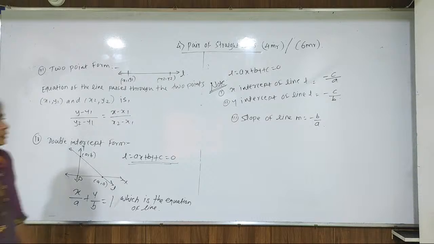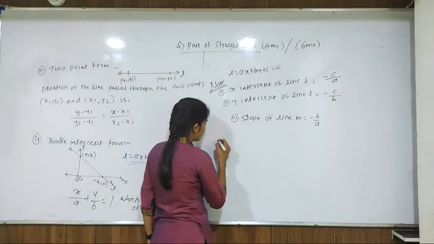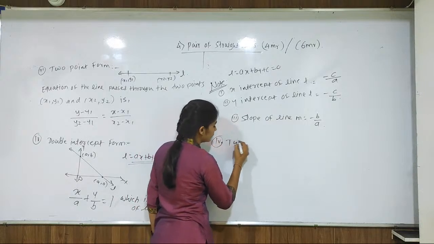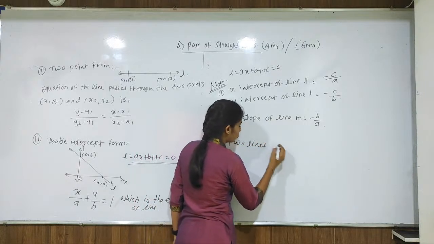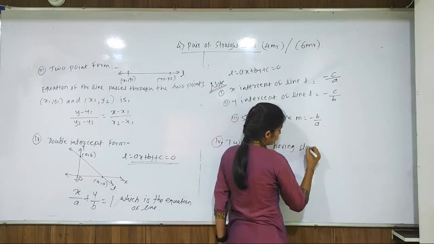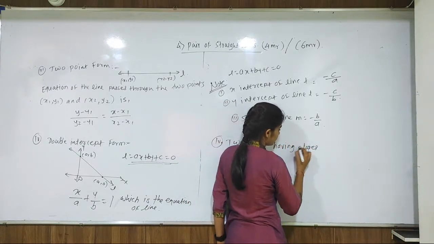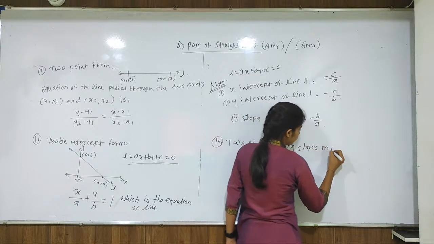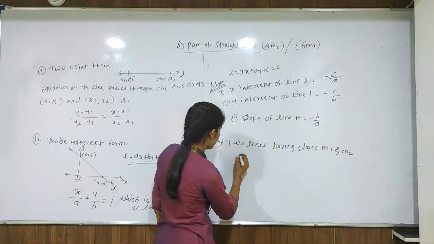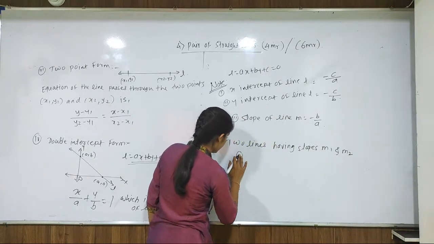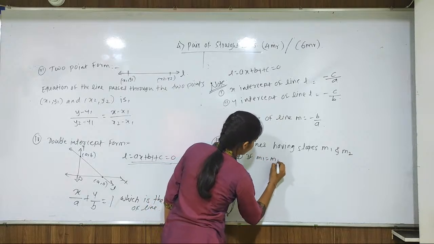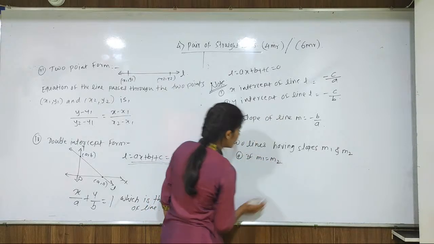Okay, next. Fourth note. If we have two lines having slopes m1 and m2, the first condition is: if m1 is equal to m2, then what about the lines?